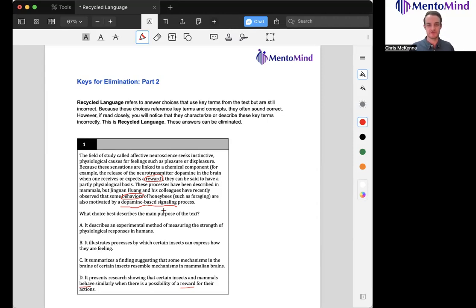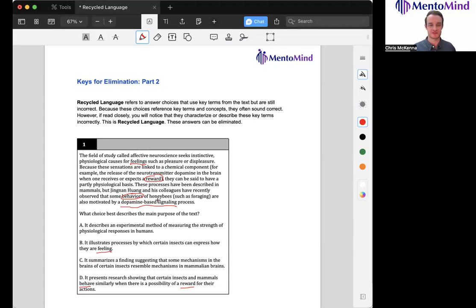If we look at choice B, there are some key terms that are discussed in this passage. Feeling is an important term. We have feeling, the word feeling is used in the topic sentence because it's the subject of affective neuroscience. However, this answer is flawed for a number of reasons. For one, the passage is not only about insects, it's about both mammals and insects. And there's also no direct discussion of how insects express how they are feeling.